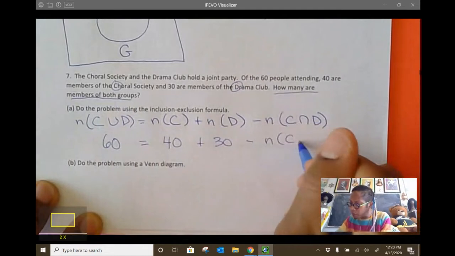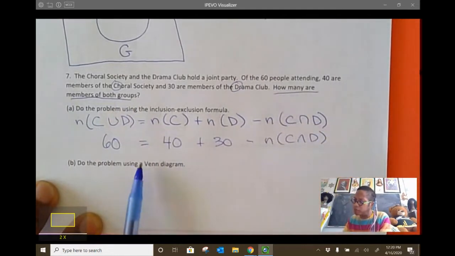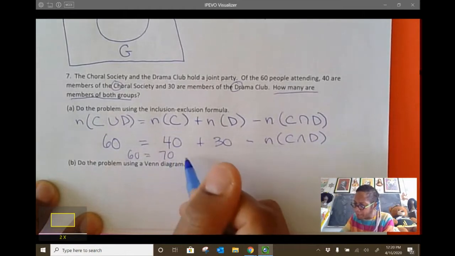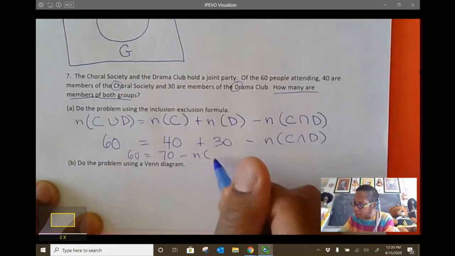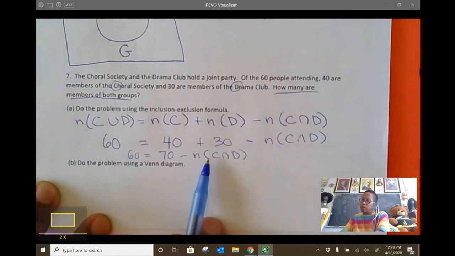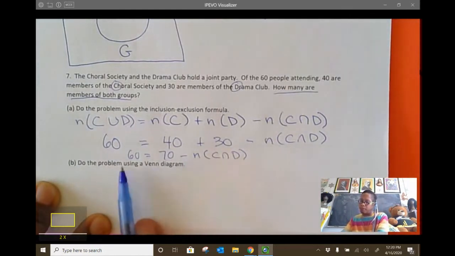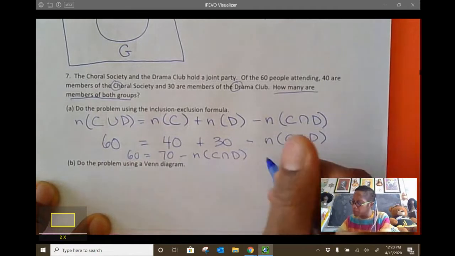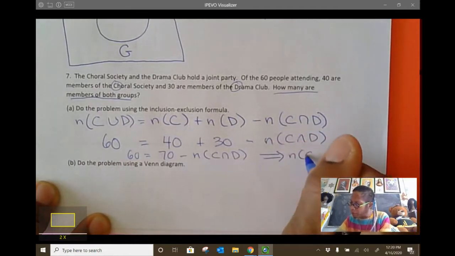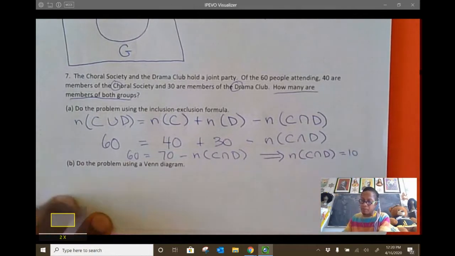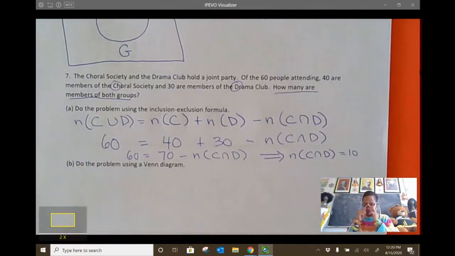So, we do trivial math here. We have 60 equals 70 minus the size of C intersect D. So just by observing, 60 is less than 70, so I have to subtract 10. That means that the number of people that are in choral and drama must be 10. So that's one way to do it.